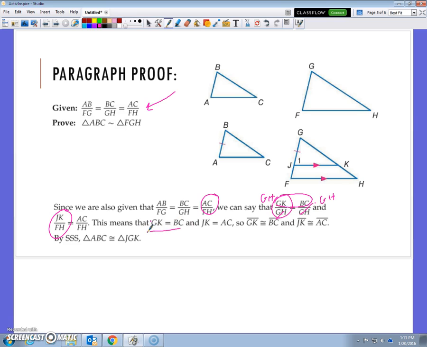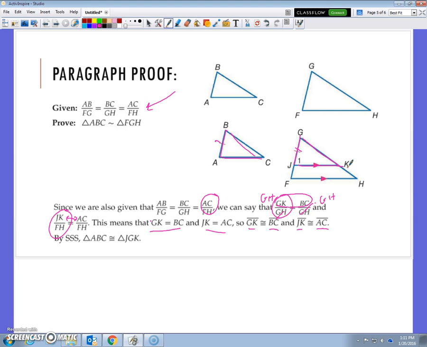Same kind of deal here. If I have this proportion, in order for these to actually be equal, that means that JK would have to equal AC. And so, of course, equal is not good enough. We have to say they're congruent. GK and BC are congruent. JK and AC are congruent. We already know AB and JG are congruent. Through side, side, side, we know that triangle ABC is congruent to triangle JGK. Okay, they're congruent through side, side, side.